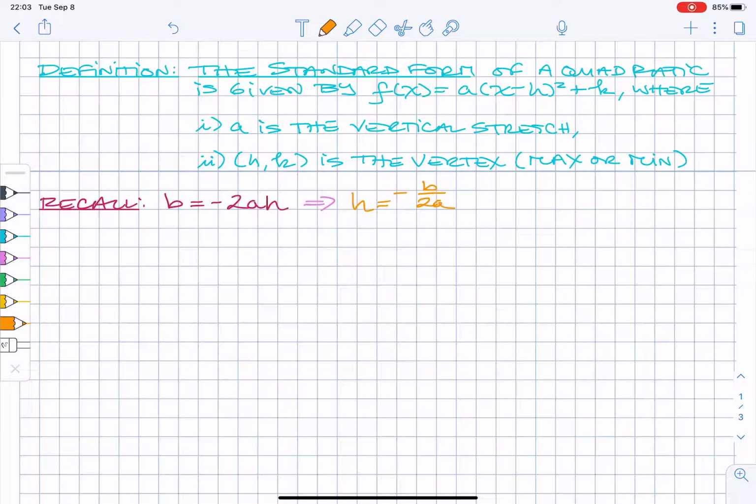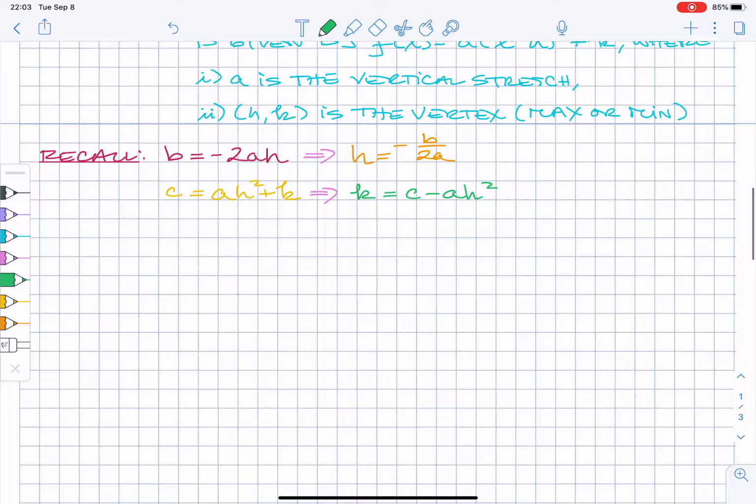And then we had that c is equal to ah squared plus k. So that means that we can solve for k, which is going to be c minus ah squared. Okay, but what was h again? So h was negative b over 2a.